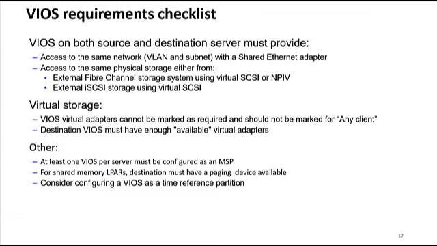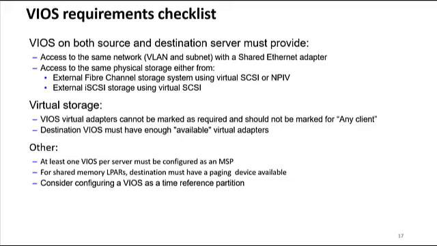So there are some requirements on the VIO servers. Your VIO server on both the source and destination have to provide access to the same network, VLANs and subnets, with a shared Ethernet adapter. They have to have access to the same physical storage, either using external fiber channel like Virtual SCSI or NPIV, or external iSCSI storage using Virtual SCSI.